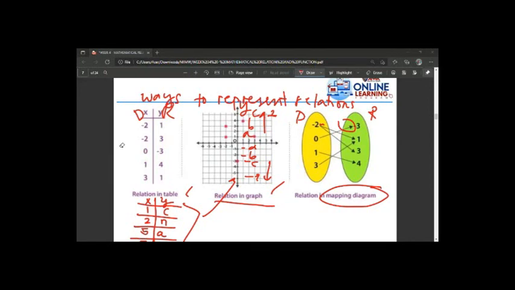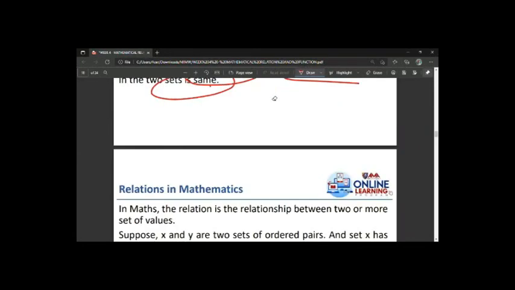Very good. May nag-repeat. Pero what if I change this with -1? Now, what is this relation? Is this a function or not? Function na kasi unique na yung x. So function siya at the same time relation kasi merong ordered pair. Right? Function and relation siya at the same time. Okay. Very good. Now let's go back.